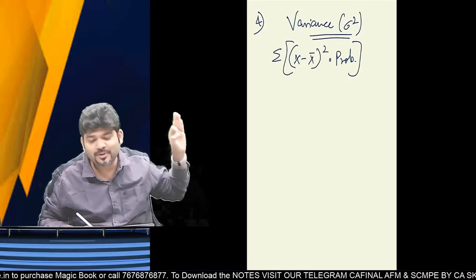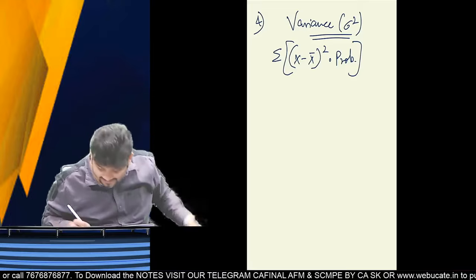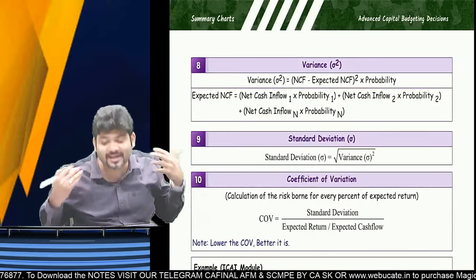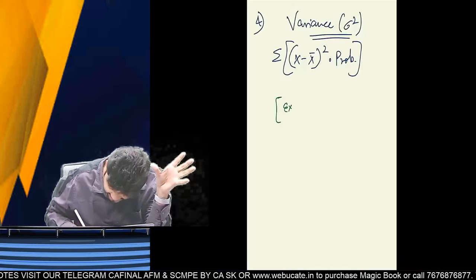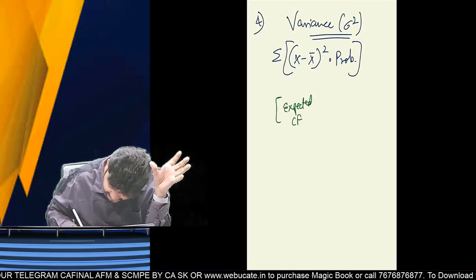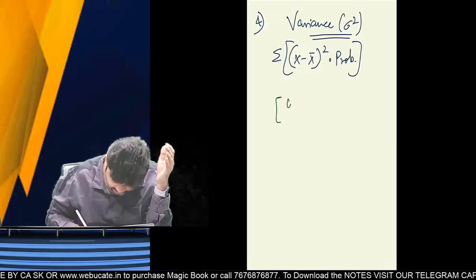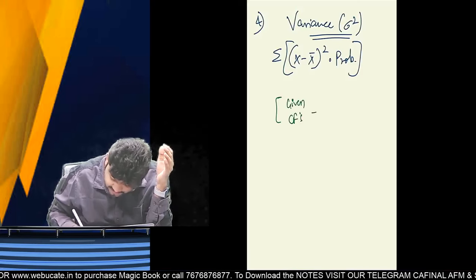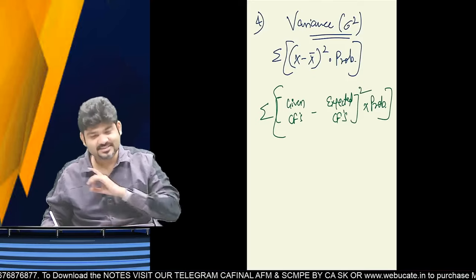Almost the same formula you are going to use. Just that X will be replaced. Here the X was return and that was expected return. Here the X will be cash inflow minus the expected cash inflow. So this is the given cash flow minus the expected cash flow. So given cash flows minus expected cash flows, squared, into probability, and then comes the summation. Same formula.